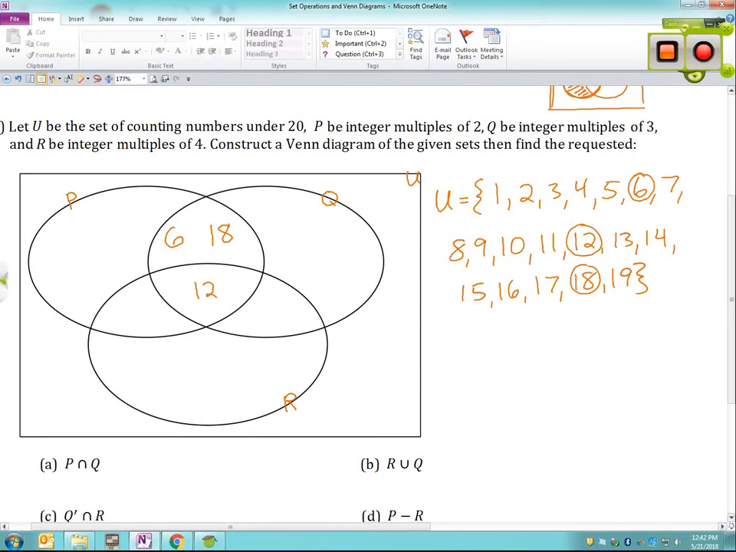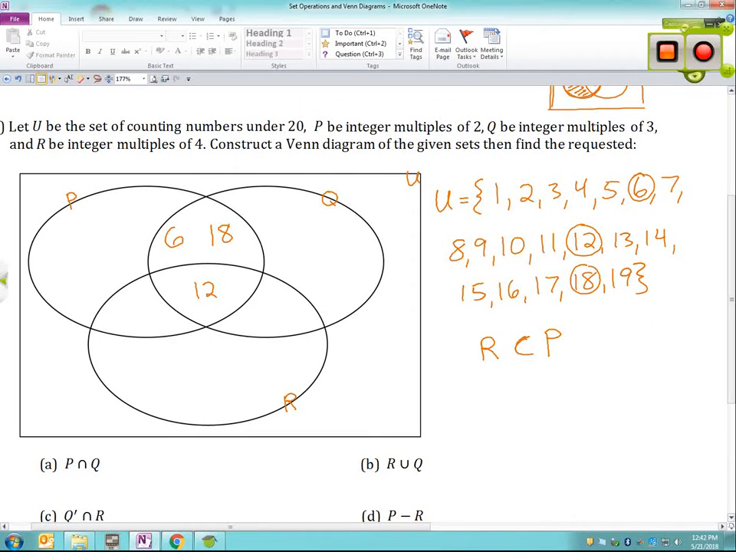Next, I'm looking at P and R, which is multiples of 2 and multiples of 4. And here, we notice that since R is multiples of 4, and all of the values that are multiples of 4 are also even numbers, so they're also multiples of 2, we actually have that R is a subset of P. Okay? And what this tells us then is that there aren't going to be any values or elements of R that are not in the intersection with P.